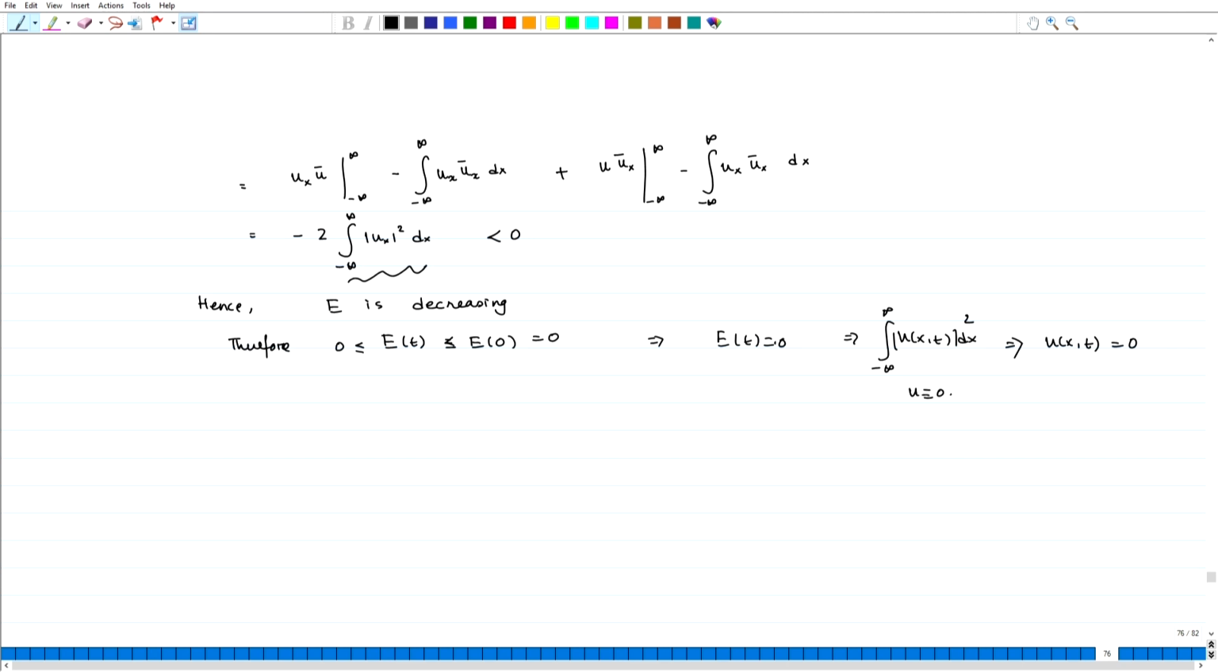So, what we are saying is that if f is the initial value, the boundary function, and u satisfies the heat equation and the condition we are imposing, f is in the Schwarz space, then certainly what we are getting is that the solution is unique.